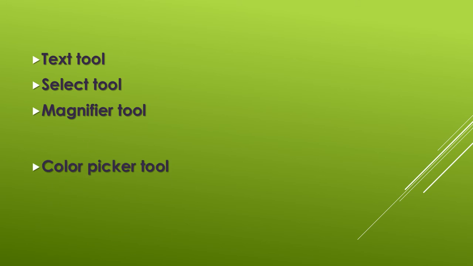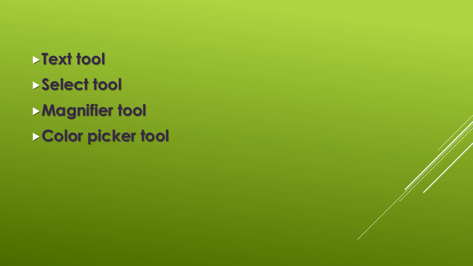Okay, my dears, I hope you all understood today's class. What are the topics we have seen here? Text tool, select tool, magnifier tool, color picker tool. Text tool is used to type the text. Select tool is used to select a part of the shape. Magnifier tool is used to enlarge your shape or drawing. Color picker tool is used to set the current foreground and background color.